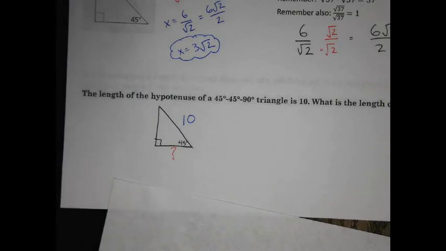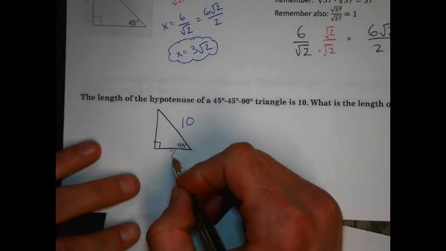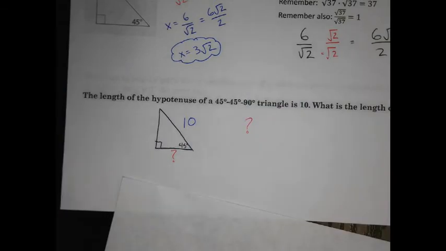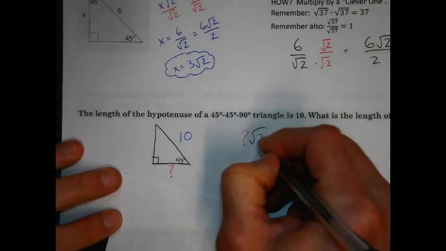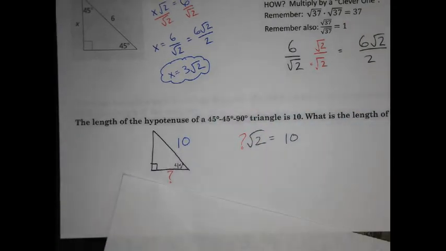Well, in order to get to the hypotenuse of 10, we multiplied that leg times the square root of 2. So the leg times the square root of 2 would be equal to 10, right? That's what the situation is.